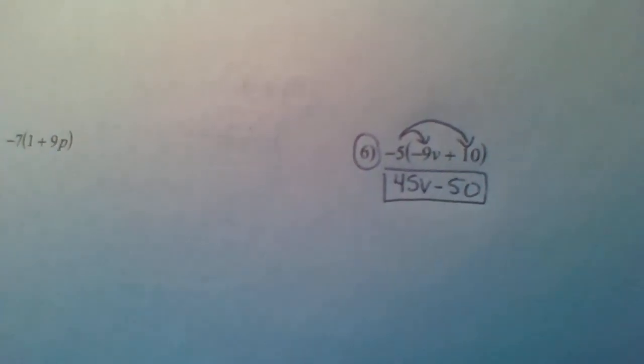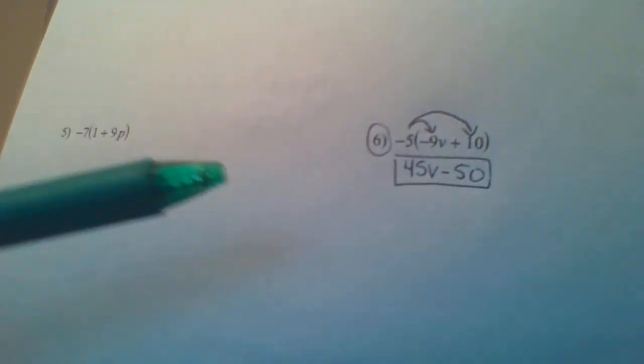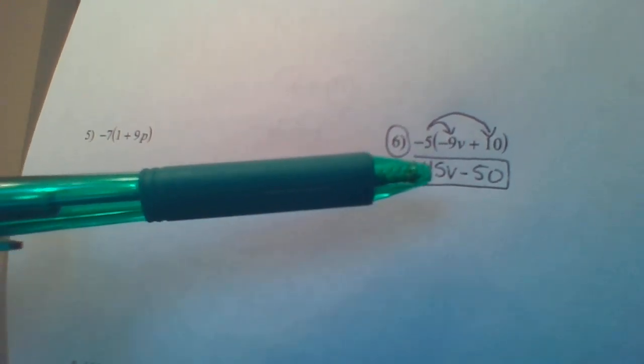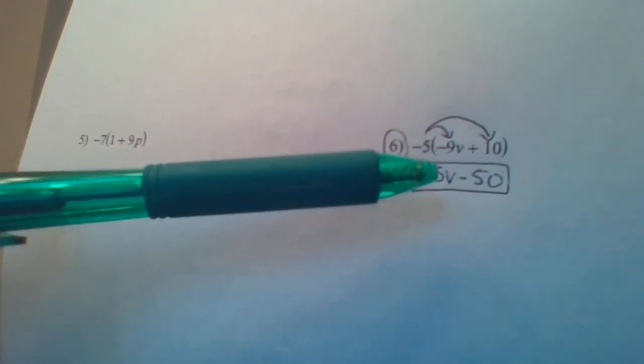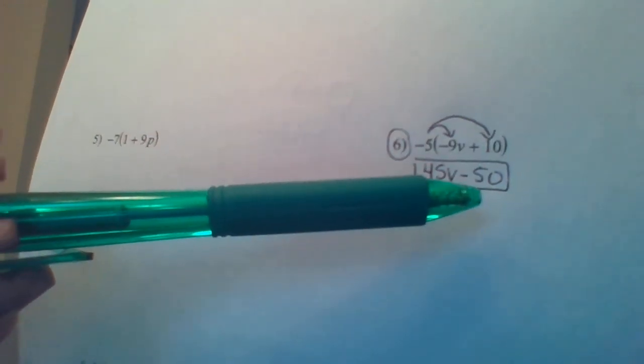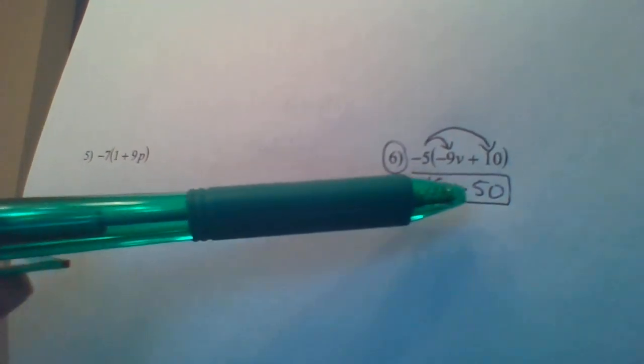We're going to jump down to 6. So in problem number 6, we have our first expression with parentheses. So we have this negative 5 in front of the parentheses, and we're going to distribute it into the parentheses. When we're doing distribution, we're using multiplication. So we're going to do negative 5 times negative 9, which gets us positive 45v. Because that v was here, that v comes down right here. And then negative 5 times 10 gets us negative 50. So this expression simplifies to 45v minus 50.